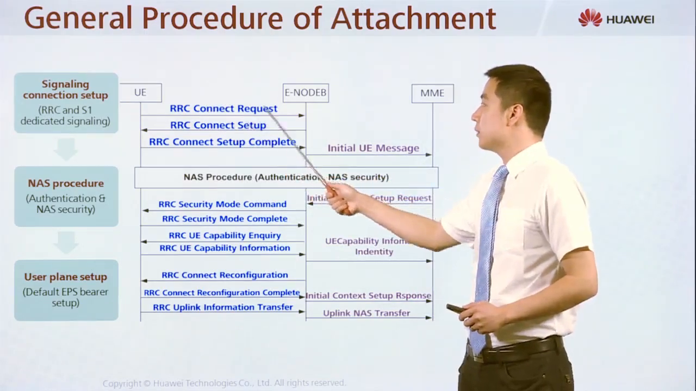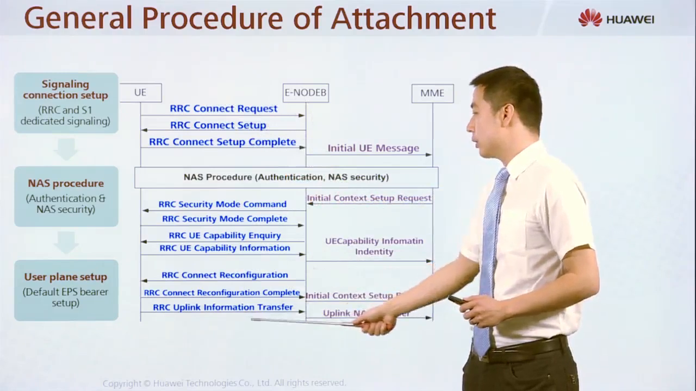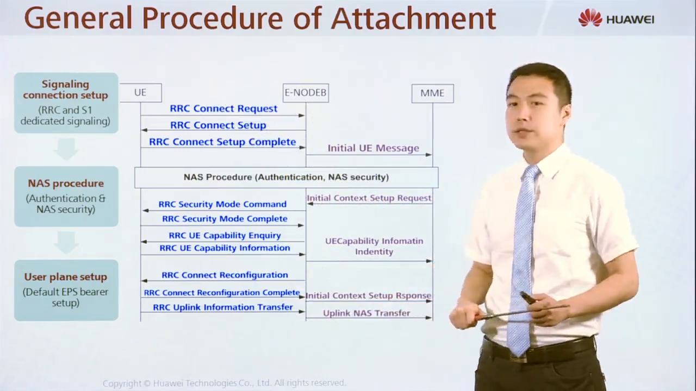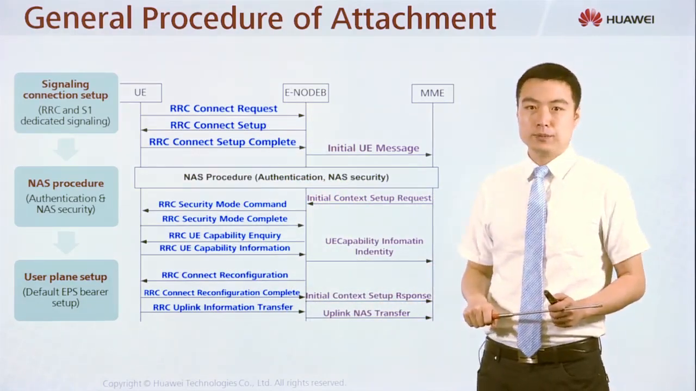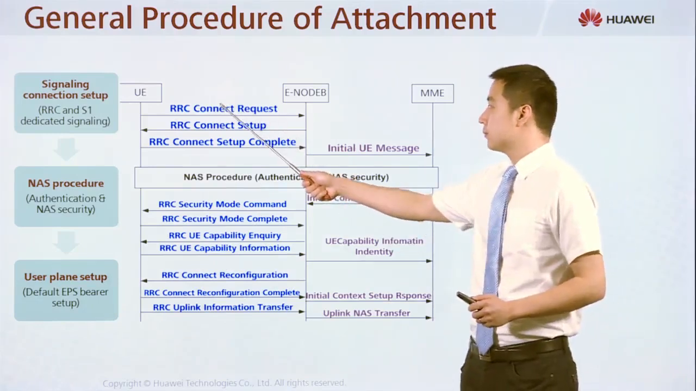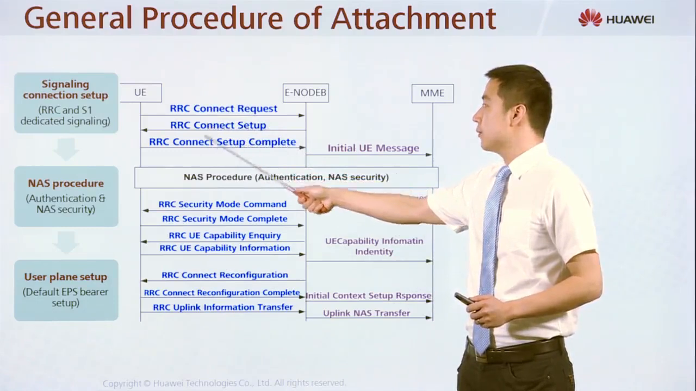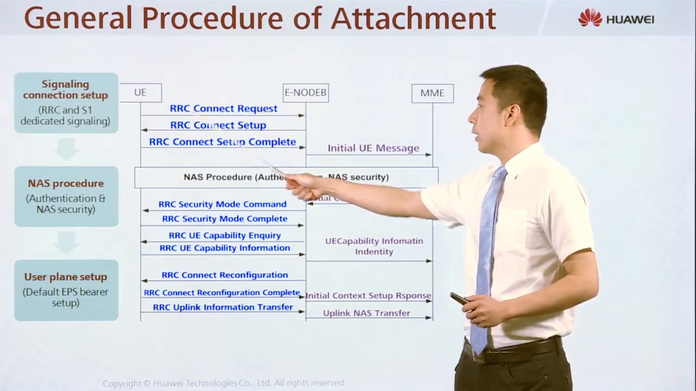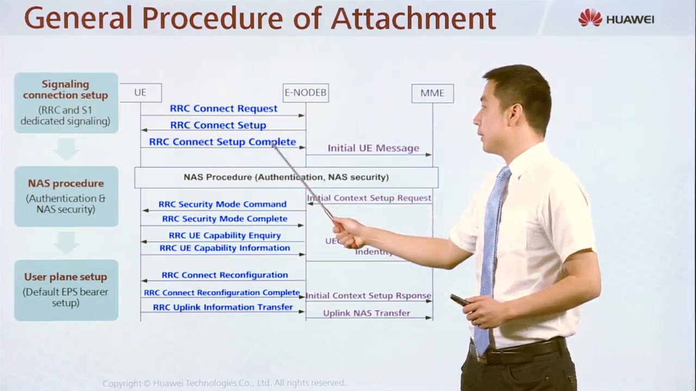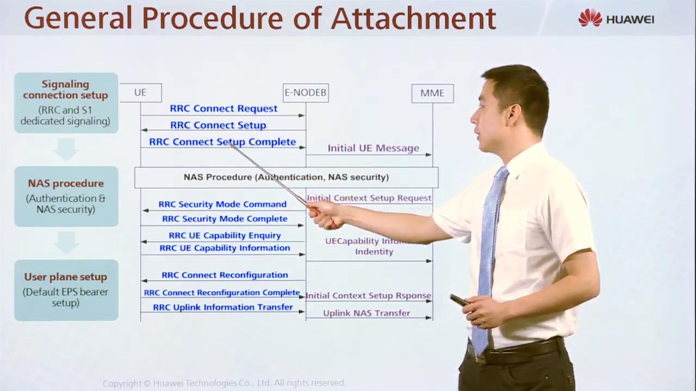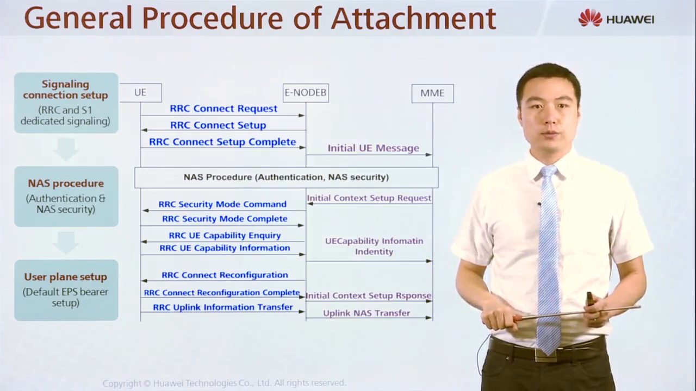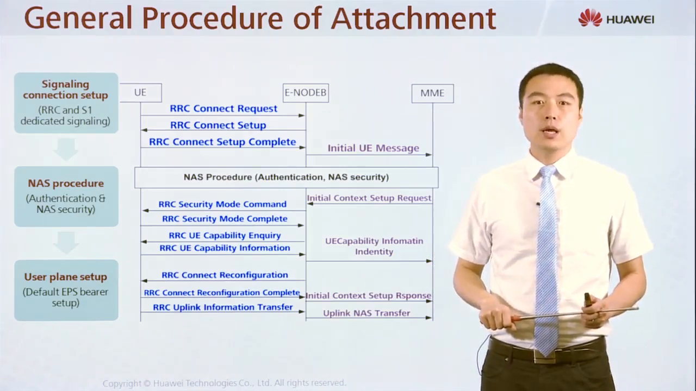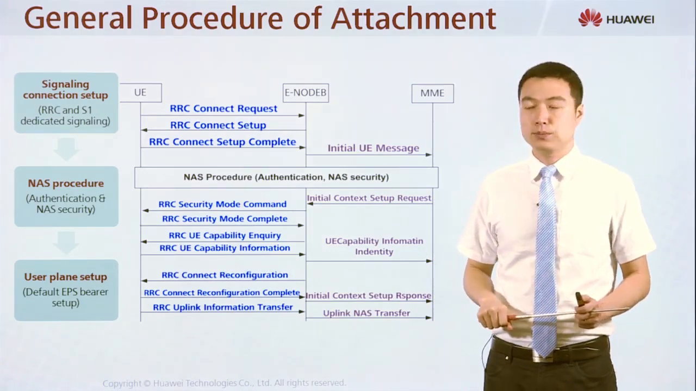From RC connection setup procedures until the last, the default bearer setup procedures, all of these are the procedures of the attachment. Please look at here. The first three messages here, from RC connection request until RC connection setup complete, 1, 2, 3, are used for the RC connection setup procedures. UE and eNode B will use these three signaling messages to finish the RC connection setup procedures.